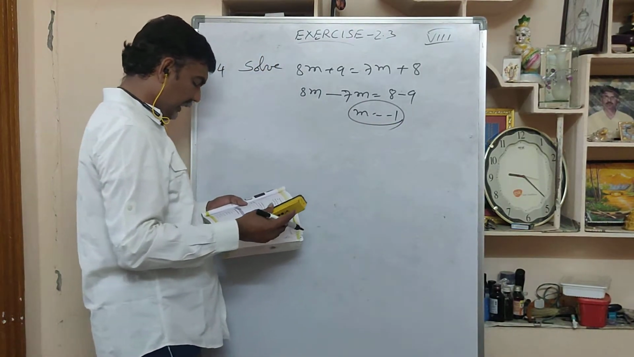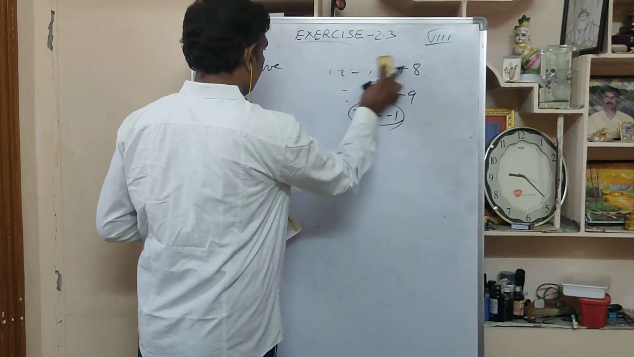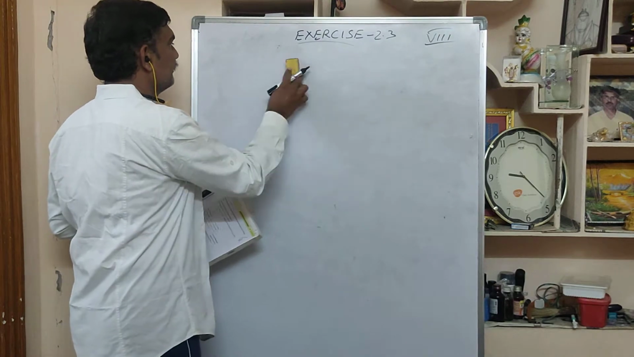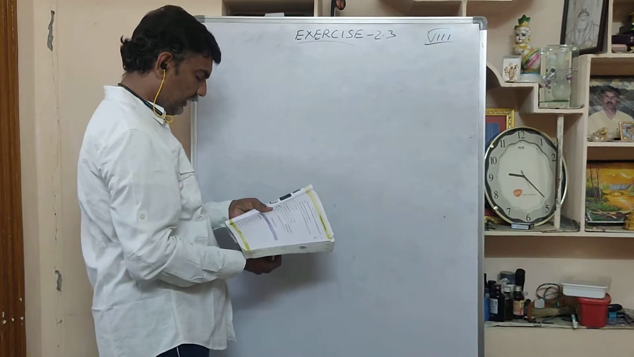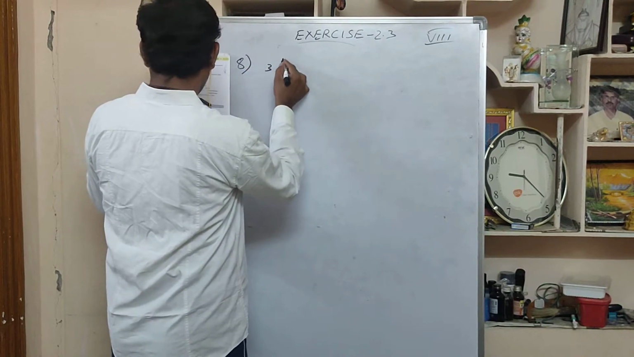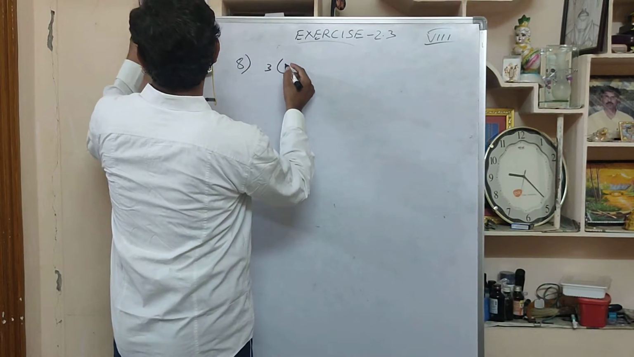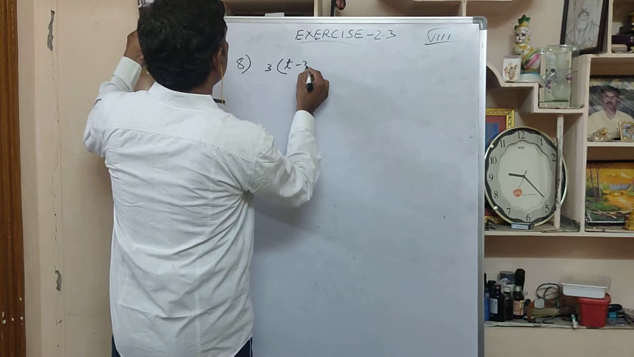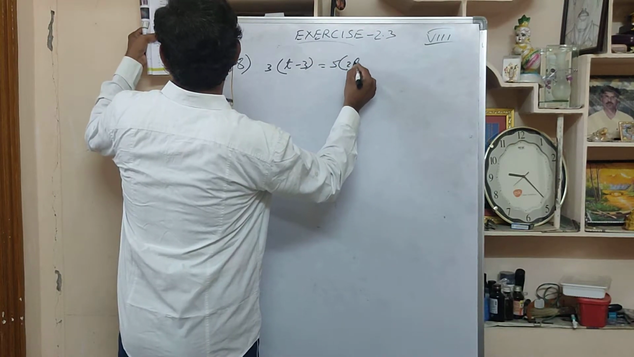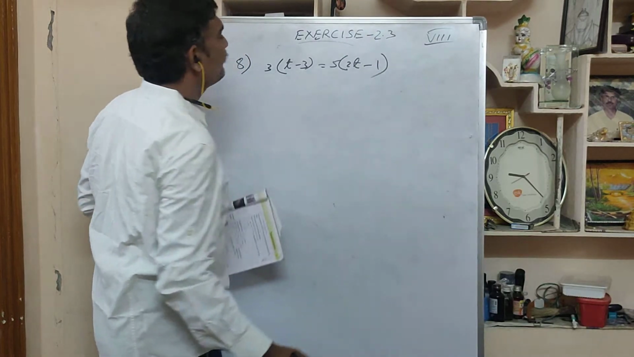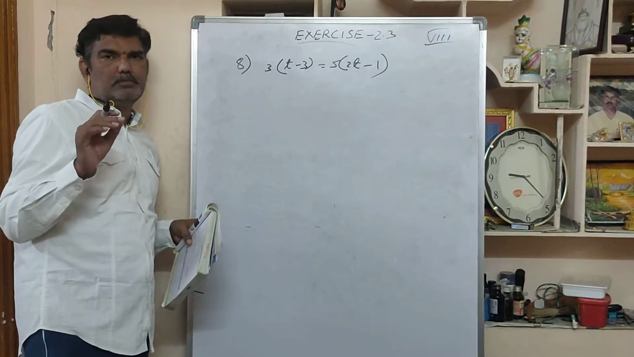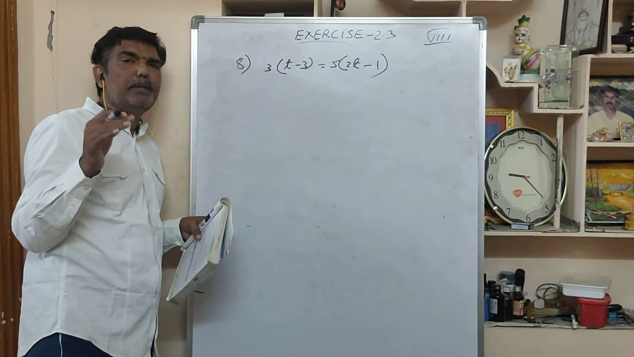Now we will go for the 8th problem. What is the 8th problem? I will write on the board here, 8th question: 3 into t minus 3 is equal to 5 into 2t minus 1. See, it is somewhat tougher than the previous one.